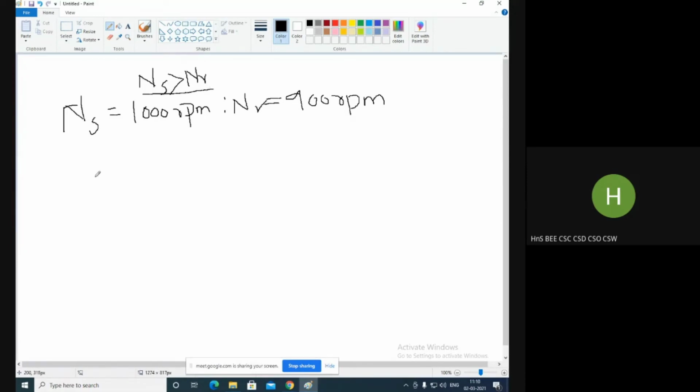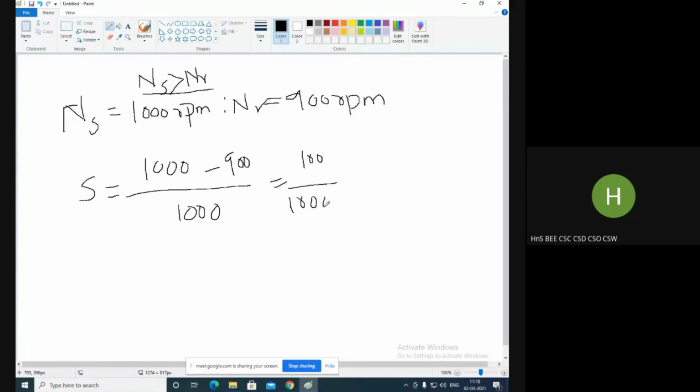Just substitute these values in our slip formula, that is 1000 minus 900 by 1000. Now what is our answer? 100 by 1000. Approximately the value is 0.1. This is the slip value when we apply some speed to the stator and some speed to the rotor. If you observe these two speeds, our slip value will be 0.1.